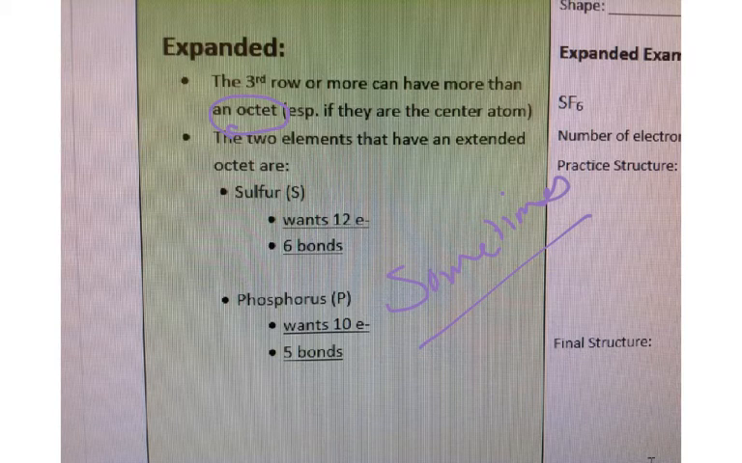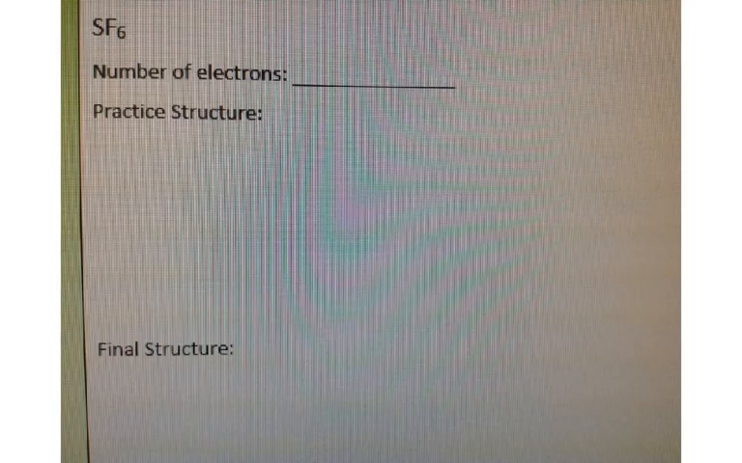So the 2 that you need to know for this class are sulfur and phosphorus. Sulfur wants 12 electrons, which means that it will form 6 bonds. So instead of having 8, it wants 12. And phosphorus wants 10 electrons, which means it can form up to 5 bonds, as opposed to 4 bonds or 8 total electrons. So whenever it's expanded, we will tell you that it is expanded or that it is an exception. We will probably tell you more that it's an exception, because then we are testing on whether you know that it's expanded or not.